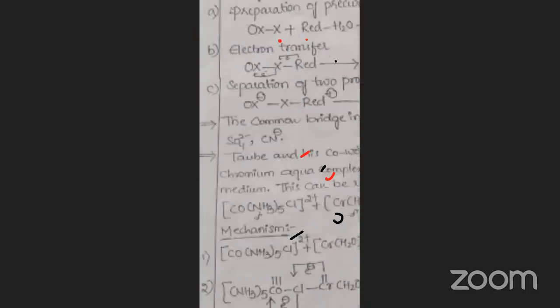Example చూపిస్తున్నాను. Pentamine chlorocobalt complex and hexa aqua chromium complex. In these two complexes, one complex accepts the electron, and one complex loses the electron. One is gaining an electron, one is losing an electron.